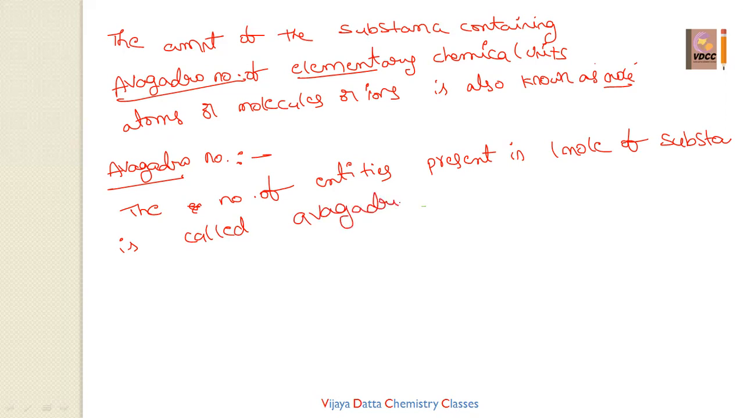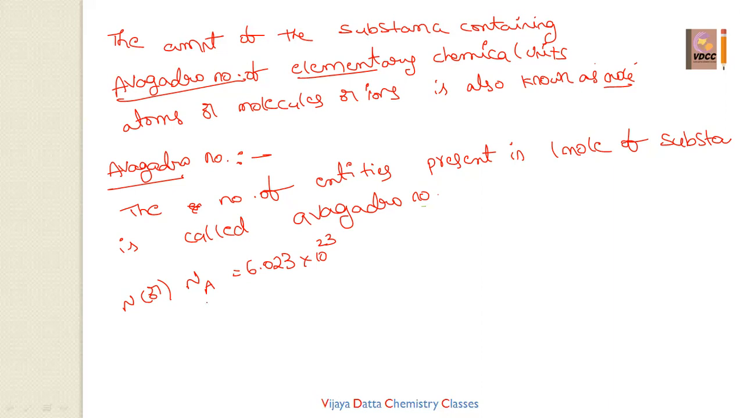The Avogadro number is represented with N or Na. Its value is 6.023 into 10 to the power of 23. If you are considering the atoms, it will be the atoms. If you are considering the molecules, Avogadro number of molecules. If moles, Avogadro number of moles. So like that we can consider.